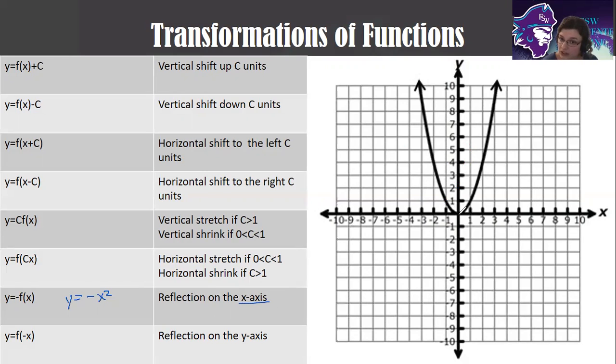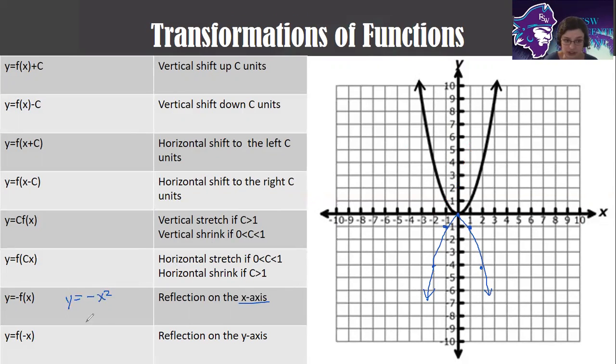That means you would take your original function and treat the x-axis as a bit of a mirror. So every x value is still the same, but the y values are now flipped. Y values that used to be positive 1 are now negative 1. Y values that used to be positive 4 are now negative 4. And from here, we're able to make our new graph.